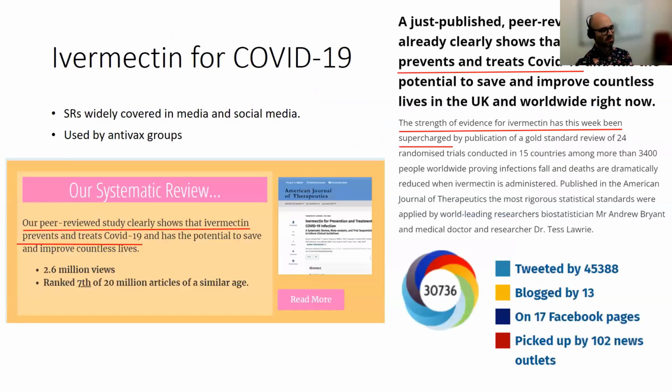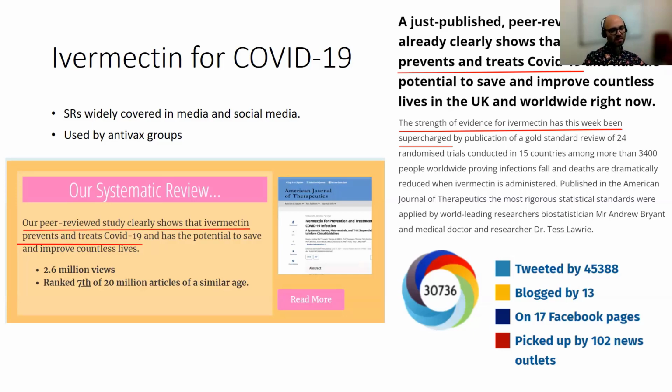Perhaps unsurprisingly, this received a lot of attention. These reviews were widely covered in the media, on Twitter, etc. Of course they were: we have this wonderful treatment for COVID. And they were actually used by anti-vax groups. Those groups were able to say, look, we've got this wonderful treatment for COVID-19. We don't even need vaccination. We can use ivermectin instead.